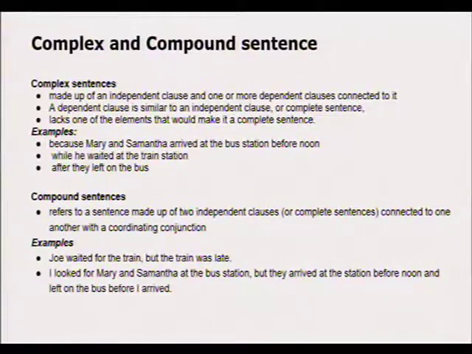Another example, I looked for Mary and Samantha at the bus station, but they arrived at the station before noon and left on the bus before I arrived. So, I looked for Mary and Samantha at the bus station. That could be a complete sentence, all on its own, and it makes sense. They arrived at the station before noon and left on the bus before I arrived could be another sentence. So when you put them together, you formulate the compound sentence. And then again you have to add a conjunction, which in this case would be but.